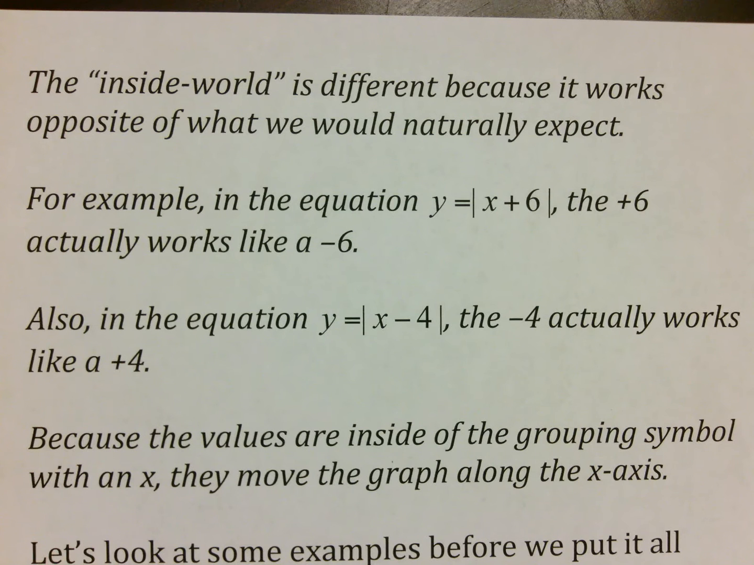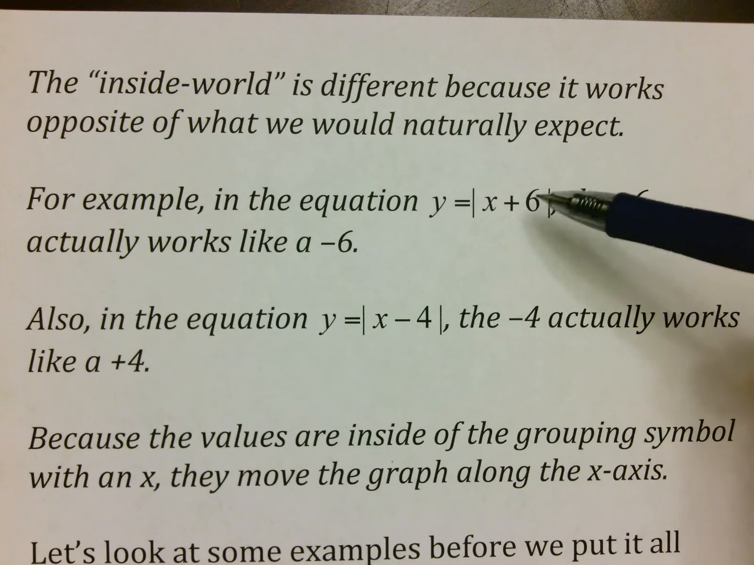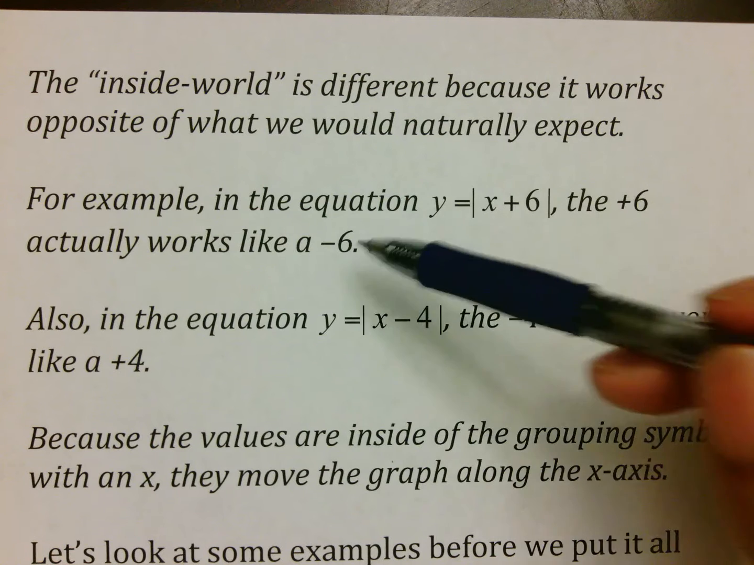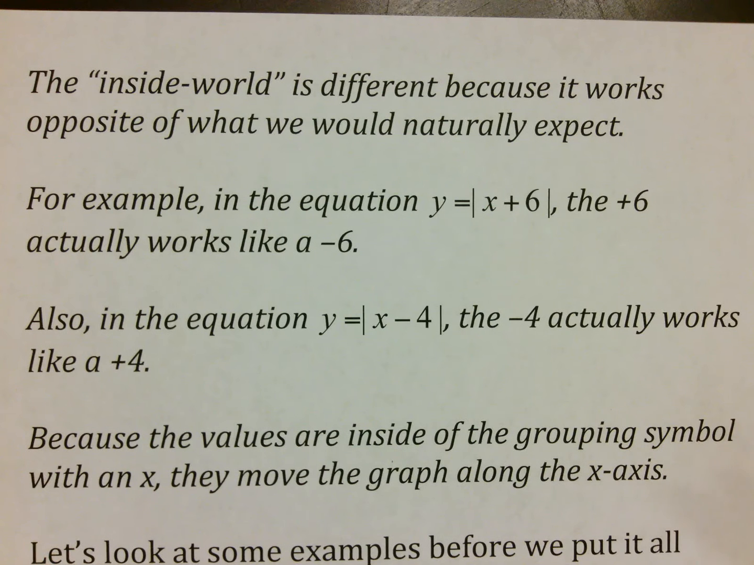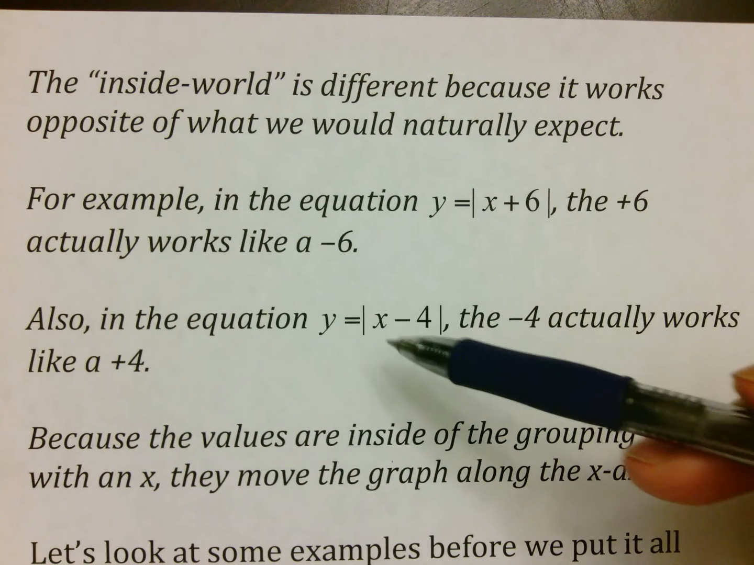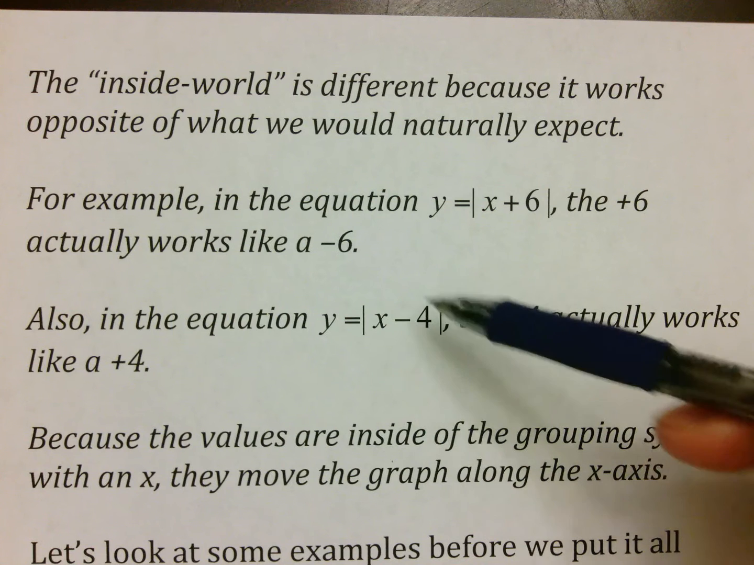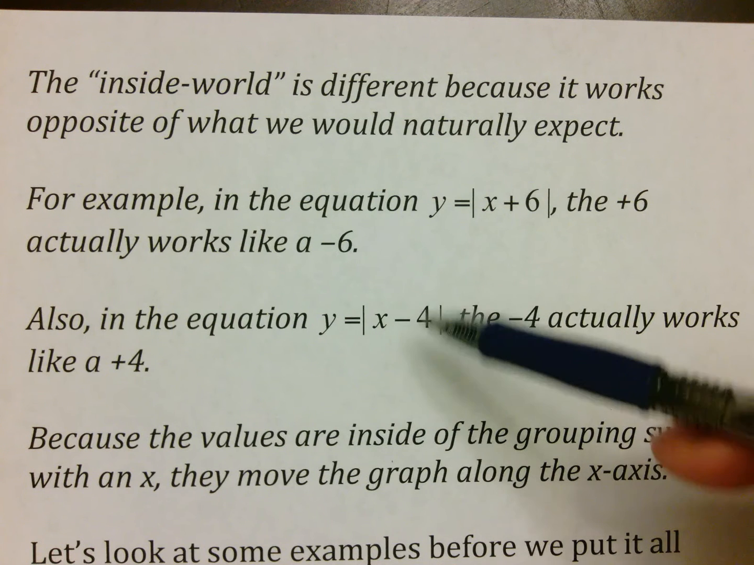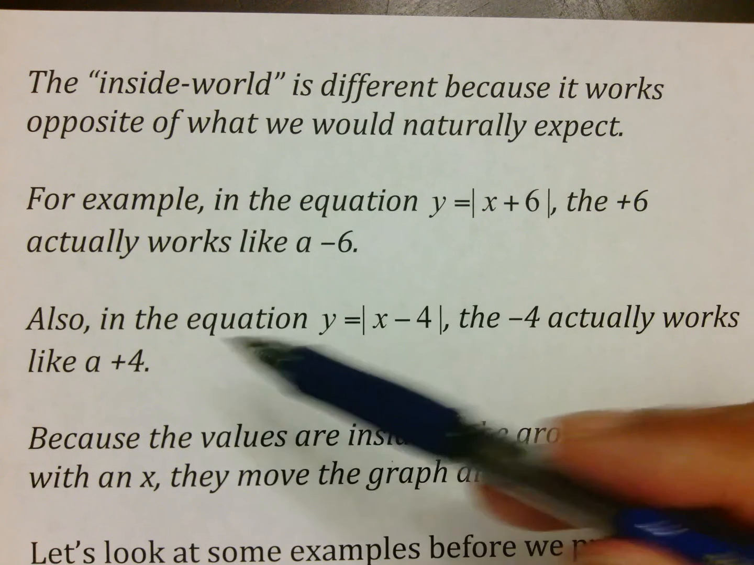For example, in the equation y equals absolute value of x plus 6, where the 6 is on the inside, this is not a positive 6. It works like a -6, so make sure you write that. In the equation y equals absolute value of x minus 4, yes, this is a negative 4, but it does not work like a negative 4. It actually works like a positive 4.